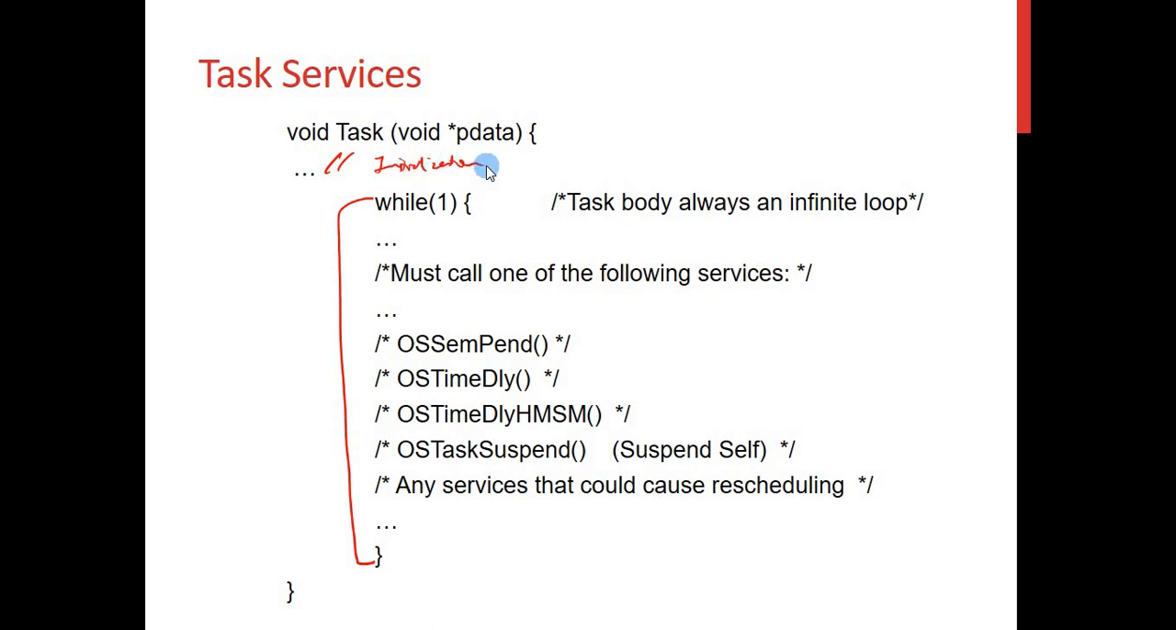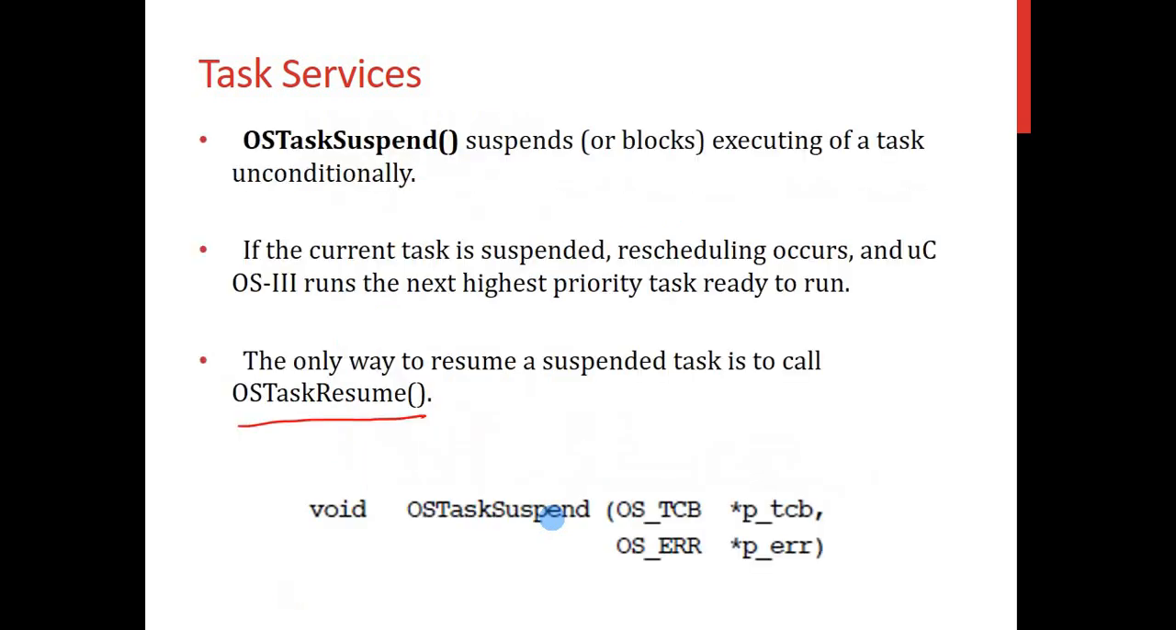Okay, so initialization, and subsequently it is a while one loop, and within the while one loop, you must have some calls to the OS kernel that can potentially cause a context switch. If you do not have any calls that can cause a context switch, then potentially this task, if it is a high priority task, may just hog the CPU, preventing any other task from running.